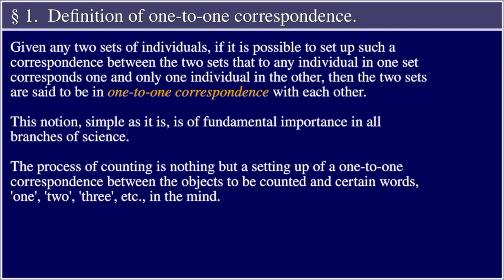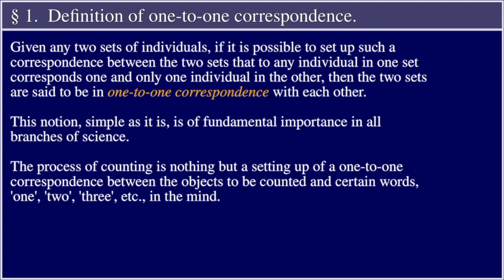Given any two sets of individuals, it is possible to set up such a correspondence between the two sets that to any individual in one set corresponds one and only one individual in the other. Then the two sets are said to be in one-to-one correspondence with each other. This notion, simple as it is, is of fundamental importance in all branches of science.